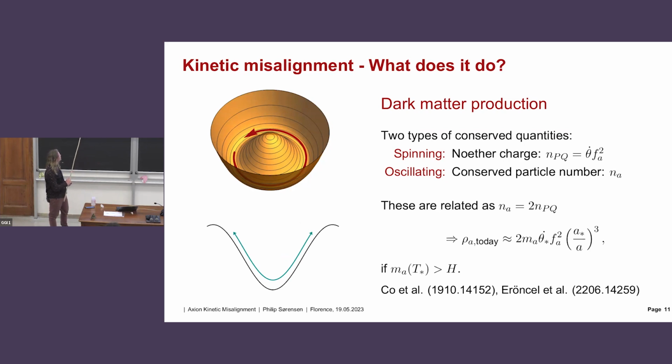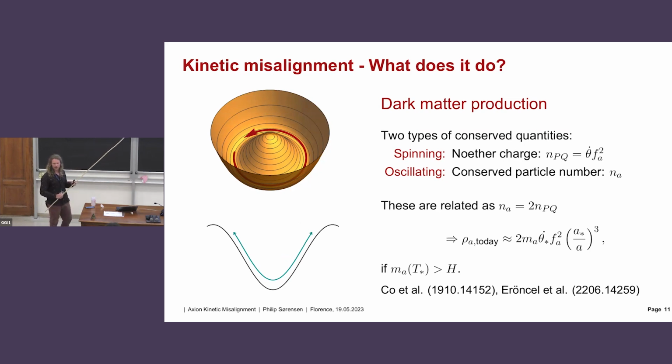Eventually, the shift symmetry is broken when the mass becomes significant, and this is no longer conserved. Instead, in the WKB limit, you have another conserved quantity, which is the axion particle number density. It turns out that these are not two different variables. They're really two aspects of the same variable, and they're related just up to a factor of 2.